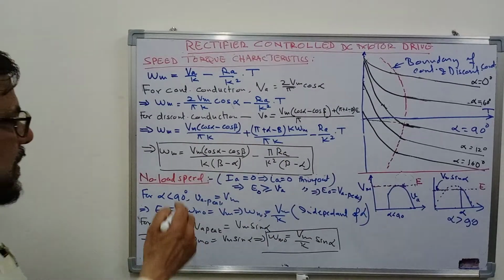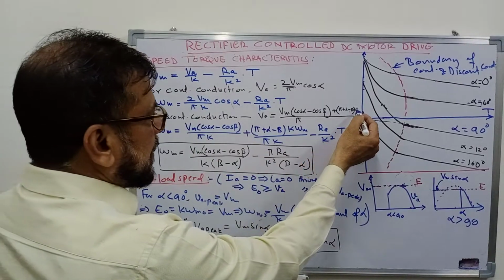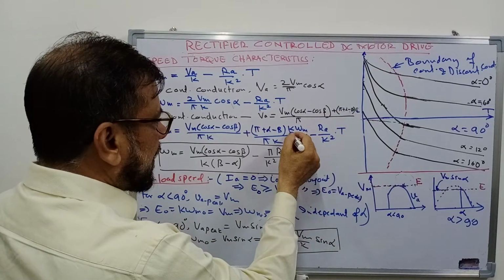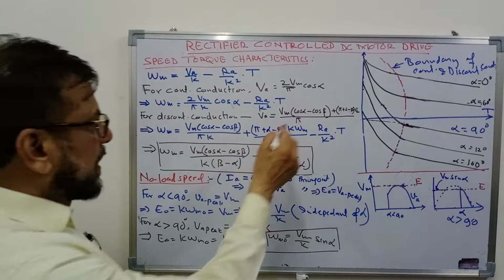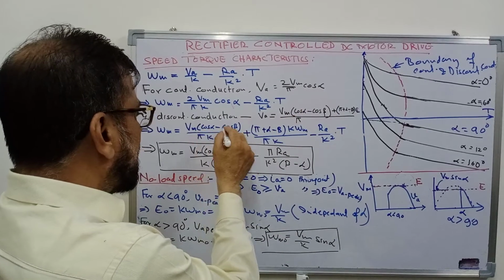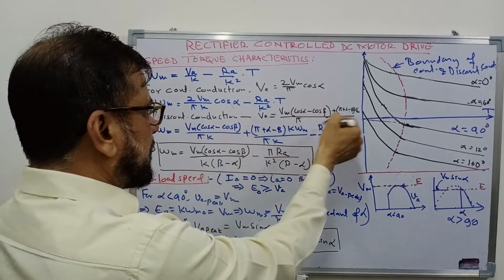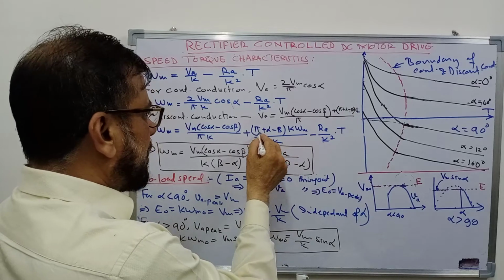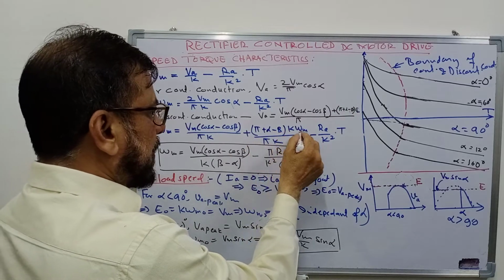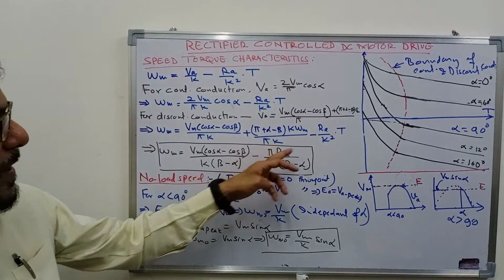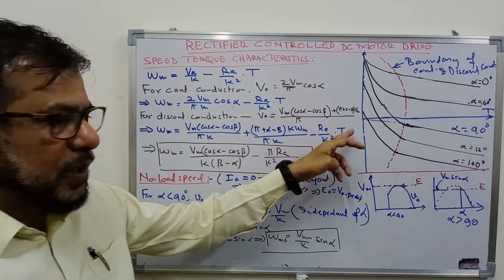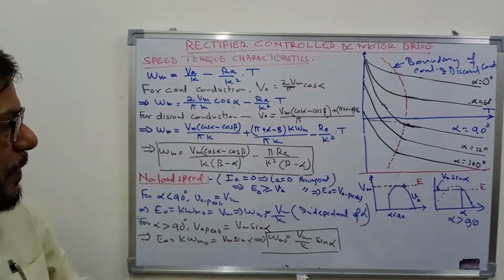And then you can see that here there is a term E. So in place of E, I have written K omega m. It depends on the speed of the motor. So I have divided like this: Vm cos alpha minus cos beta upon pi K, the first term, plus the second term, pi plus alpha minus beta into K omega m. In place of E, I have written K omega m, upon pi K, minus Ra upon K square into torque.